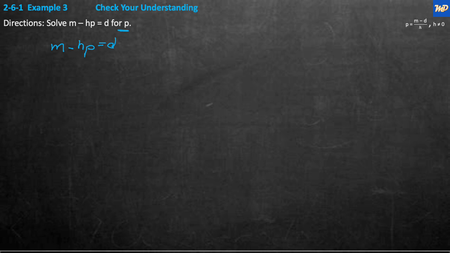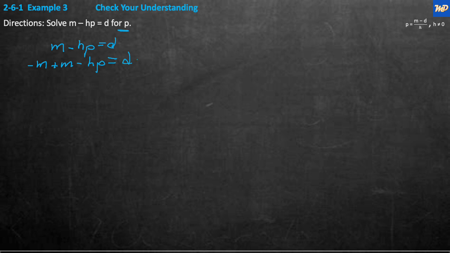The rules are: step 1 in solving these equations is you undo the addition and subtraction first, and then you undo the multiplication and division. So to undo the addition first, we have a plus m. We need to undo it with a negative m, minus m. So we're going to subtract m. We have a plus m here, minus HP, and that equals d.